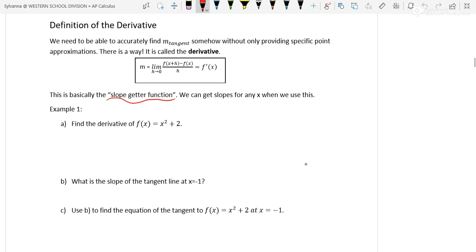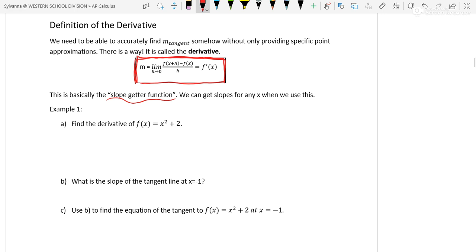So this box here, you have to know how to use this, and it'll be easier to actually memorize this formula. It states that the derivative is the same thing as saying the limit of f of x plus h minus f of x over h as h approaches 0 is also the slope. So if I want to find the derivative of x squared plus 2, I can find the general slope for this function by getting another function out of it.